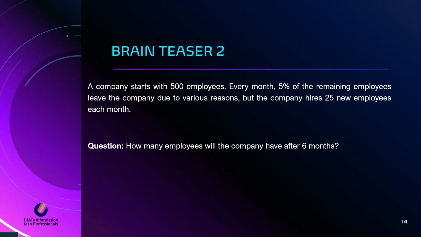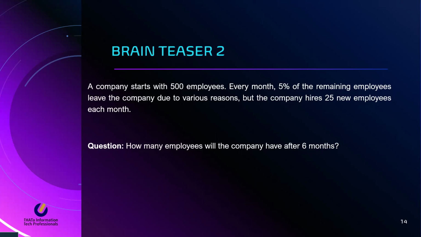So the company starts with 500 employees. Each month, 5% of the remaining employees leave the company due to various reasons. But the company hires 25 employees each month. So how many employees will the company have after 6 months? Very simple. And this one particularly is just 20 marks, not even the regular 10 marks again.